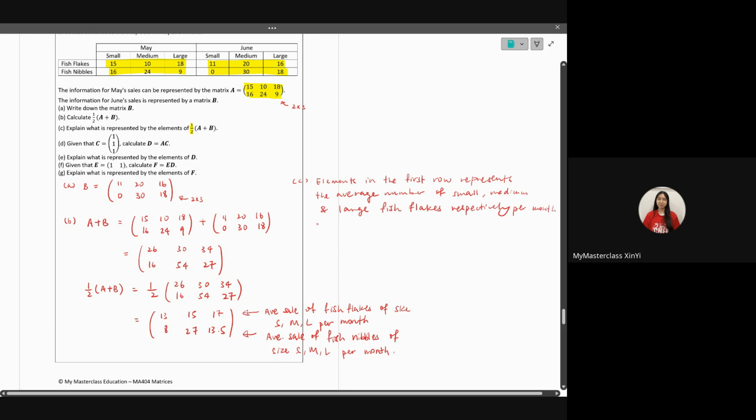Then the elements in the second row represents the average number of small, medium, and large fish nibbles respectively per month.